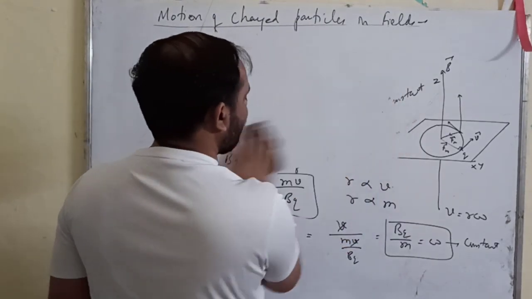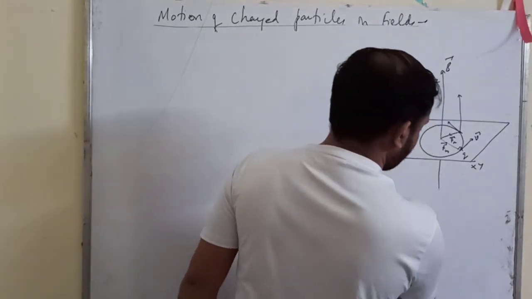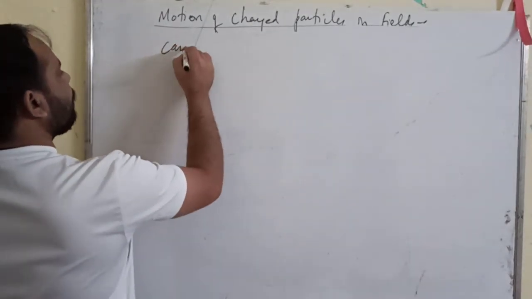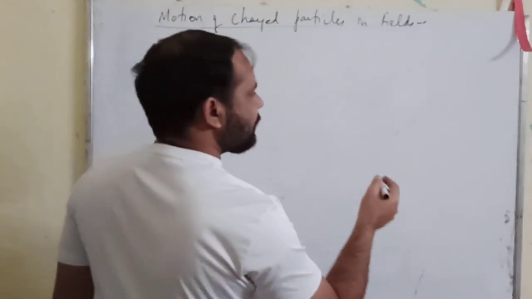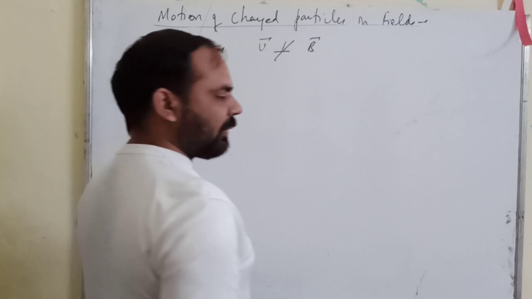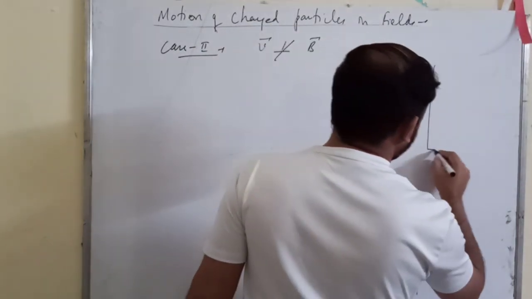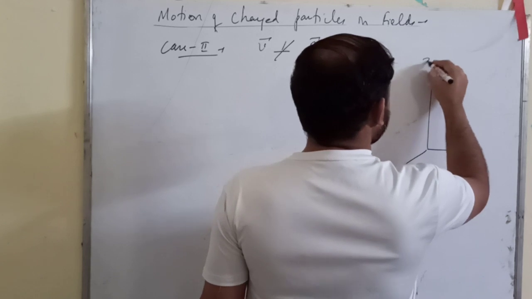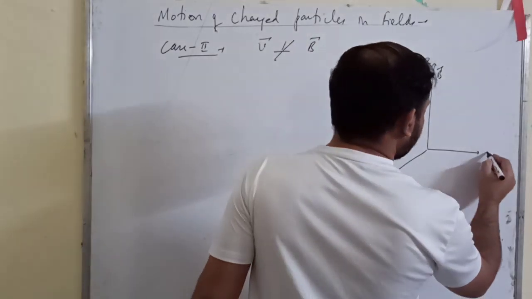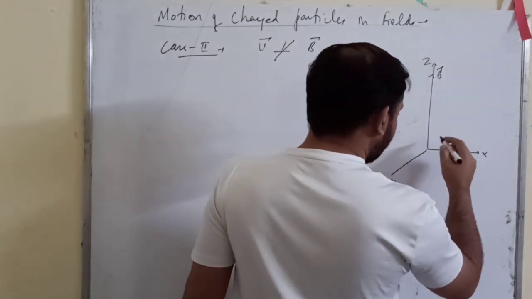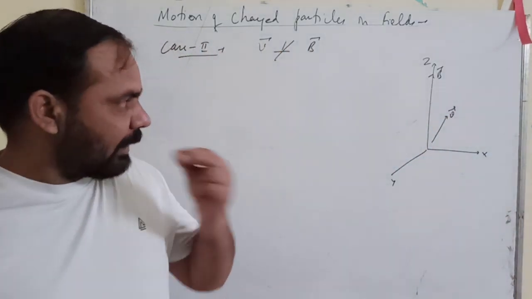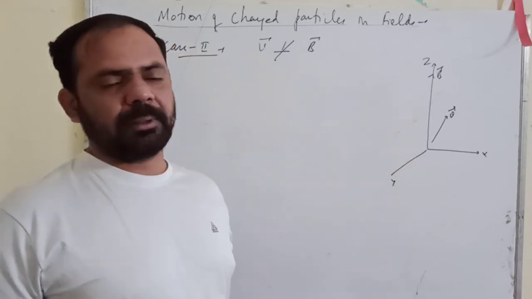Next is case number 2. Suppose the v vector is not perpendicular to the B vector. It means that, let us suppose we have a condition like this. Suppose the z-axis, and along the z-axis we have the magnetic field. Now the charged particle, this is x, this is y, enters in such a way that its velocity vector is this. So you can see that the velocity vector is not perpendicular to the magnetic field.